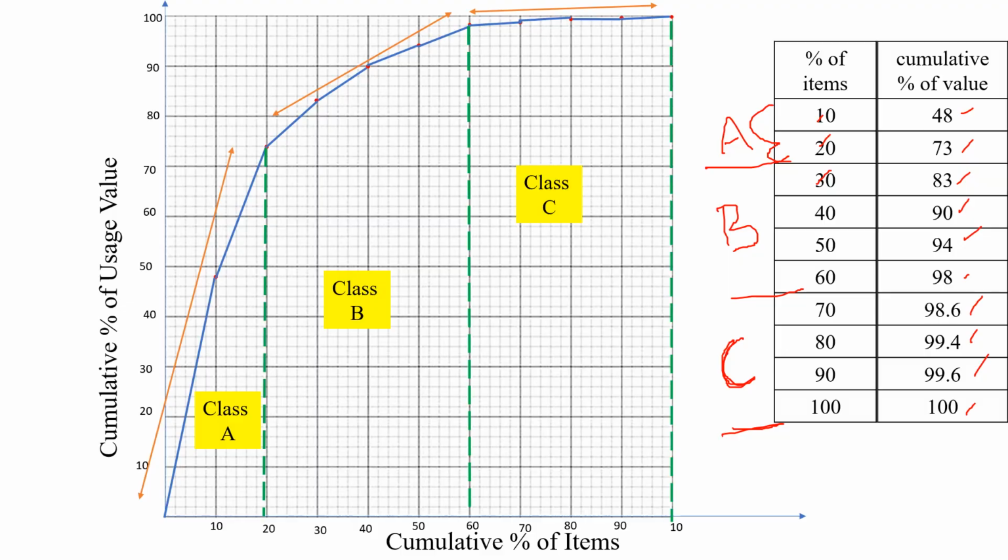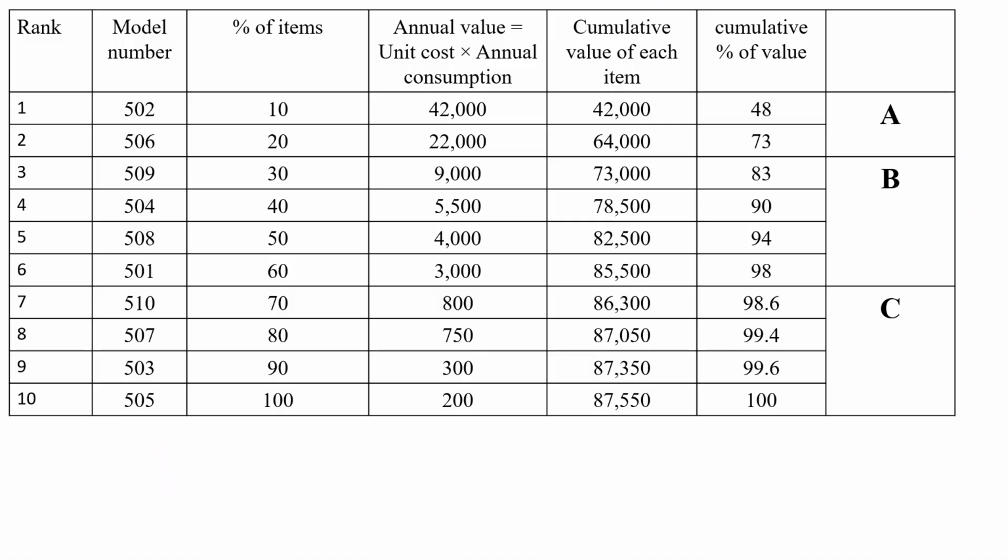Then I have to write the summary of the given problem. Here we identified the category A items: item model numbers 502 and 506 belong to category A. Similarly, category B items are 509, 504, 508 and 501. And category C items are 510, 507, 503 and 505. So this is the solution for the given problem, and thank you very much.